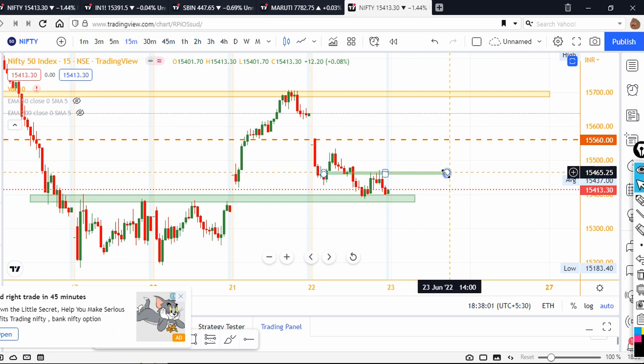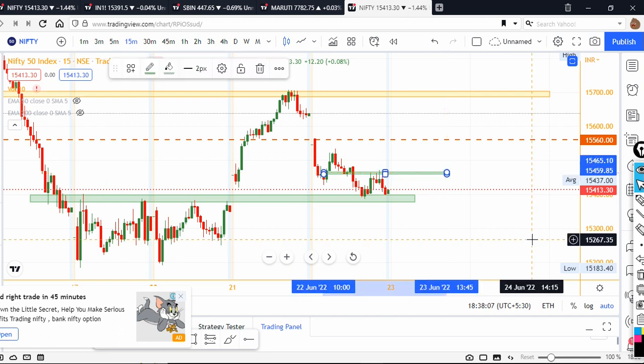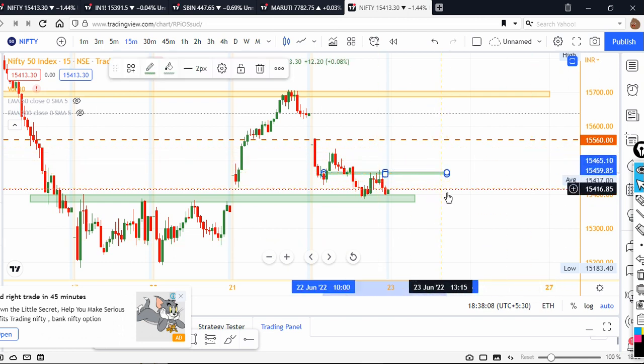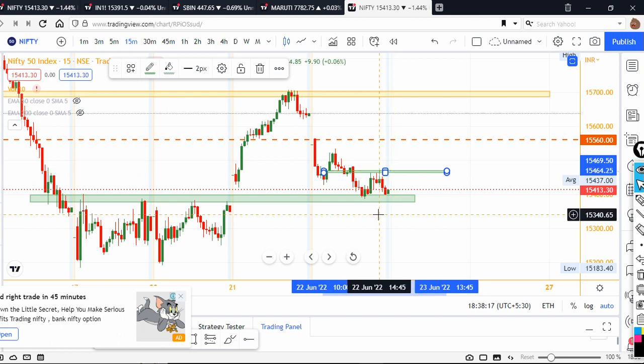And why I have selected this green zone, I will also tell you. This is somewhere around 15,465. Take the high of this candle. I'll take the high only and tell you the exact level. The high is, wait a second guys.